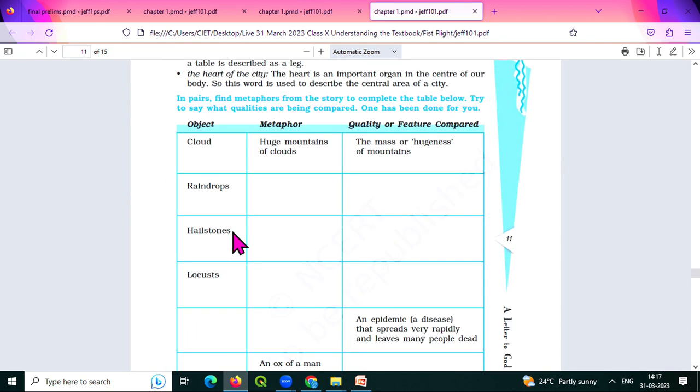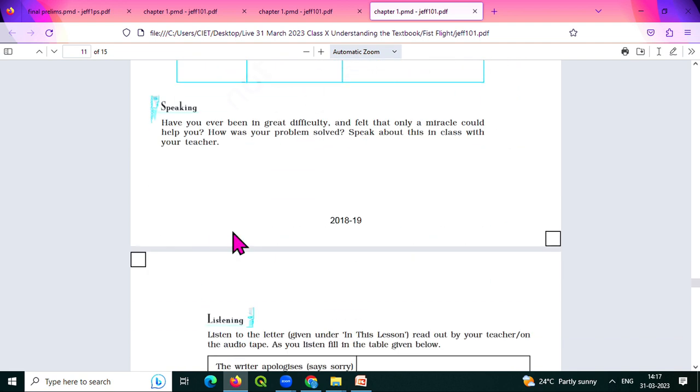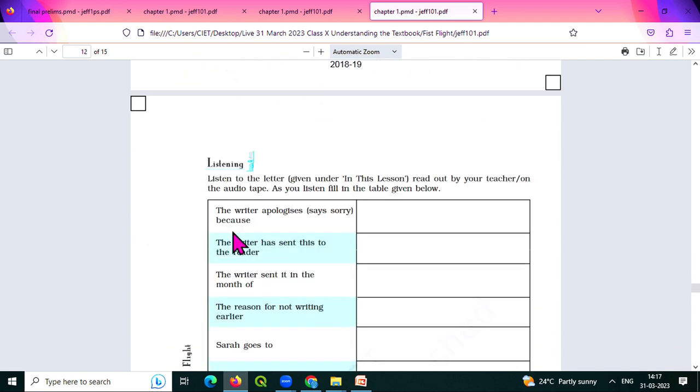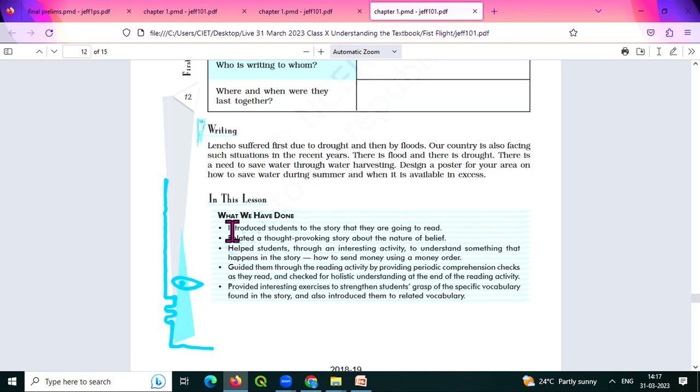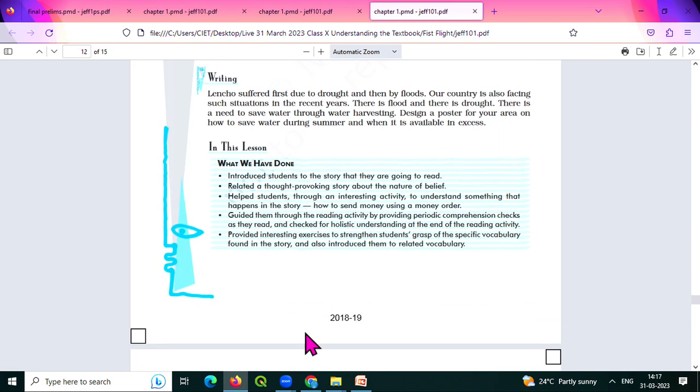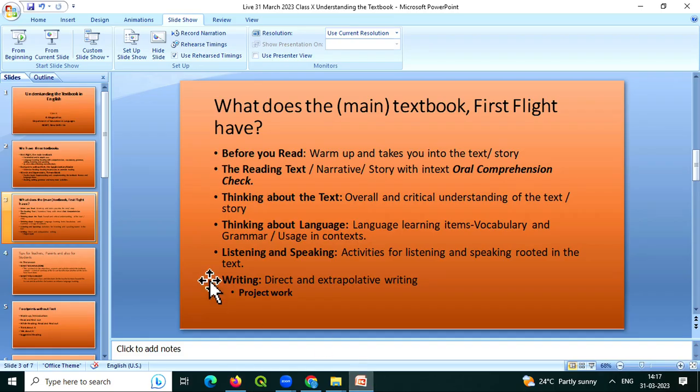Then we have other aspects of speaking, listening, and also grammar. I mean, sorry, and also project work. Okay, I'll come to that later. So if you can see it here, thinking about language, then listening and speaking, and writing also is there.